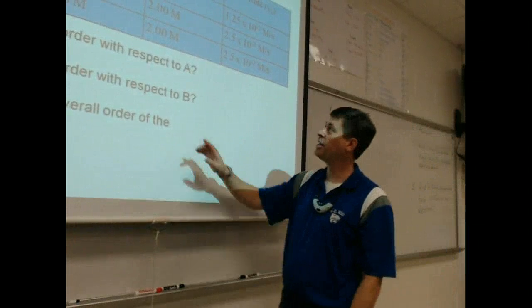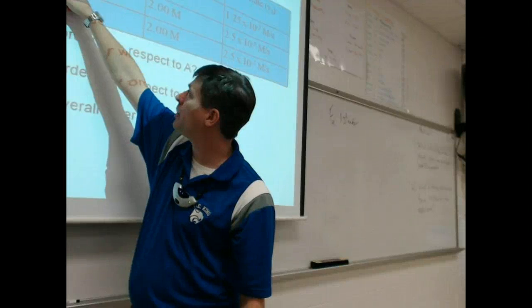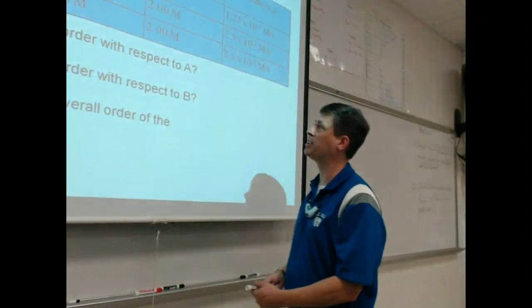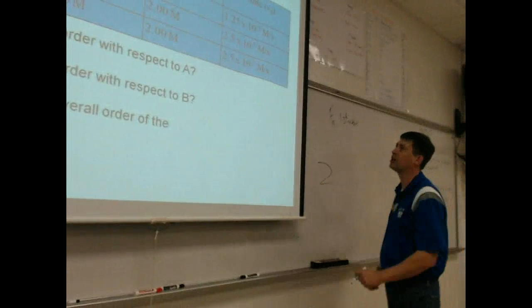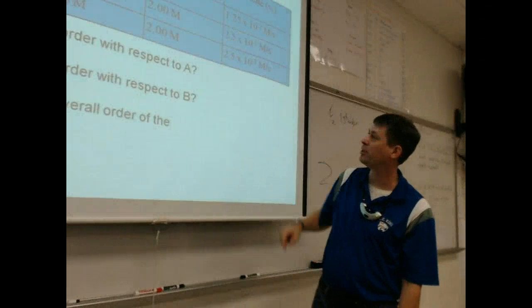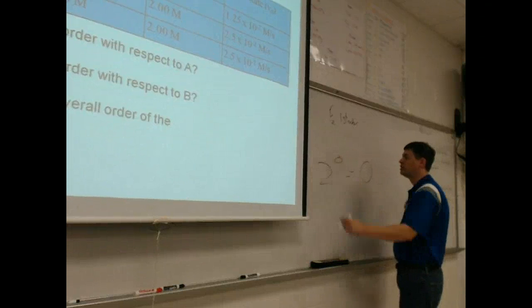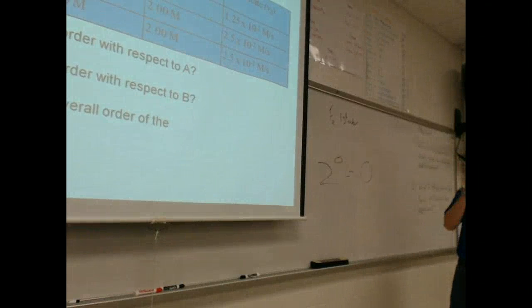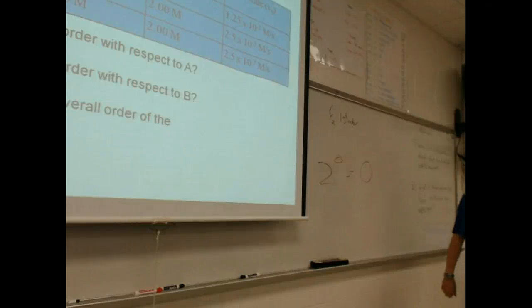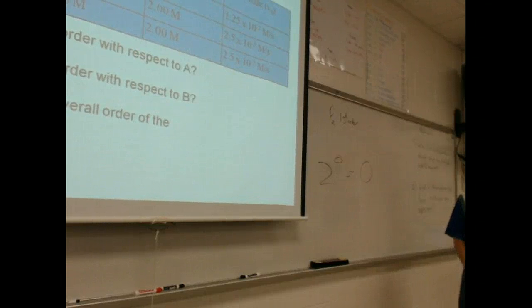So my concentration of A doubles between the second and third trial. What happens to the rate between the second and third trial? It stays the same. No change, so it is zero order with respect to A. Write it in: zero order for A.